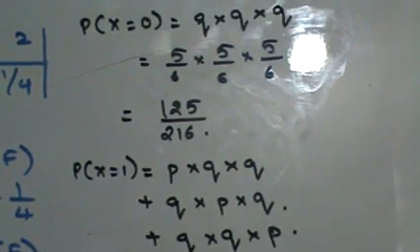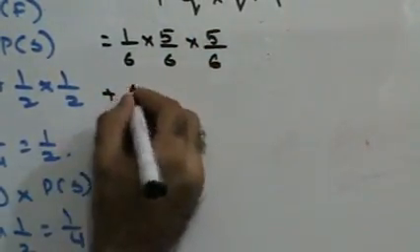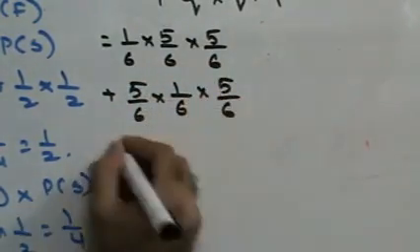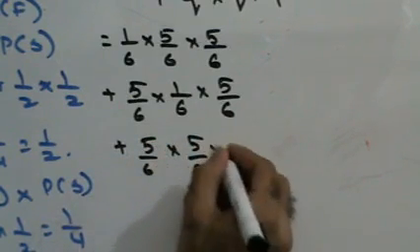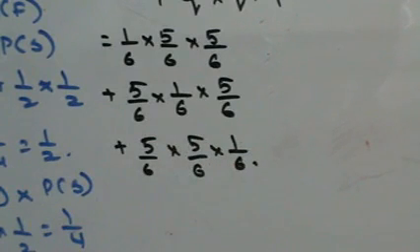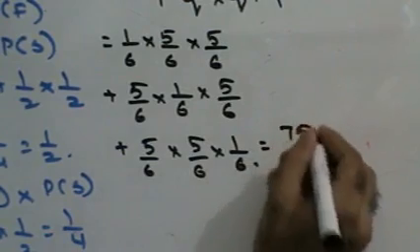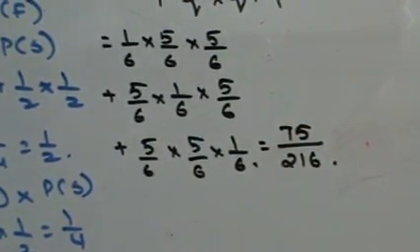P is 1 by 6, Q is 5 by 6 into 5 by 6 plus 5 by 6 into 1 by 6 into 5 by 6 plus 5 by 6 into 5 by 6 into 1 by 6. So this is 25 by 216, 25, 50, 75. So this is going to be nothing but 75 by 216. That's the probability of one success.